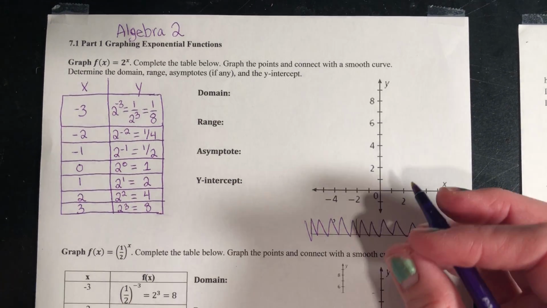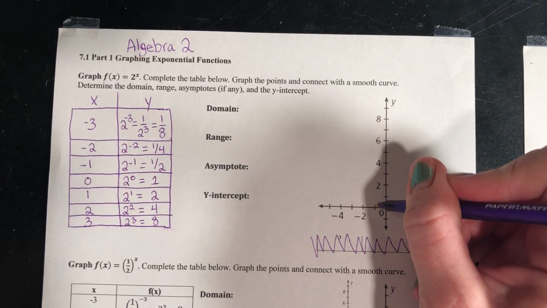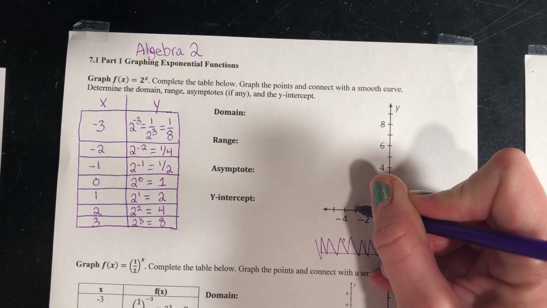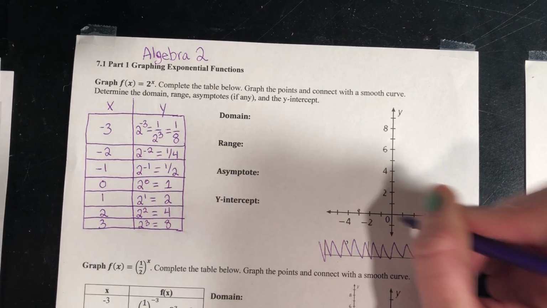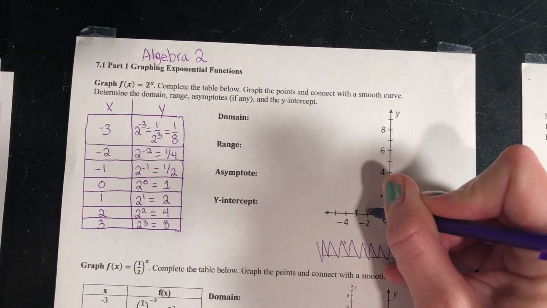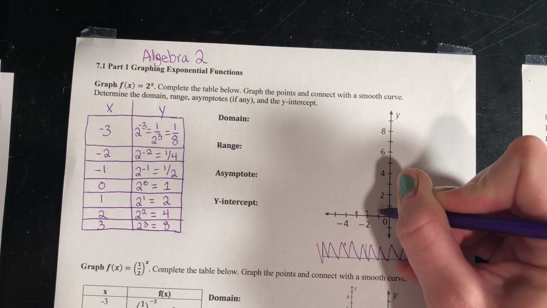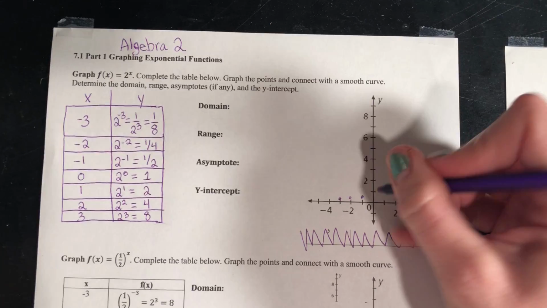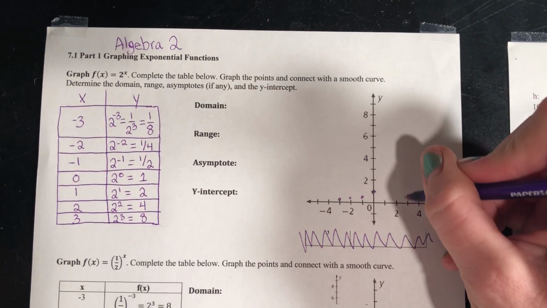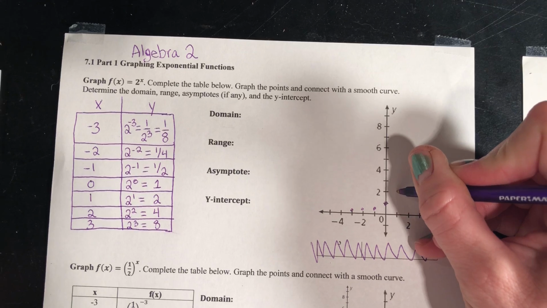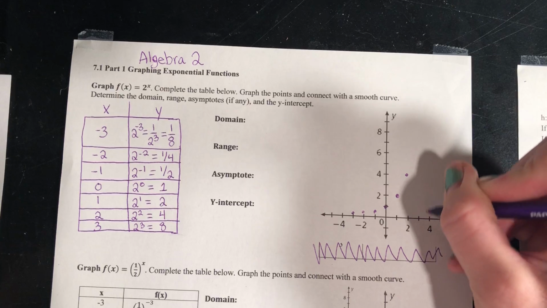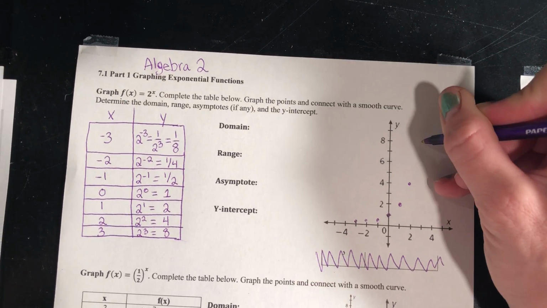Now my grid lines did not print out, but I'm going to estimate anyways. Our fractions wouldn't be on grid lines. So we have a -3 right here. We're going to go up about 1/8. Pretty small, but still there. -2 goes up to 1/4. -1 goes up to 1/2. I'm estimating here. 0 is 1. We have 1, 2, 2, 4, and 3, 8.